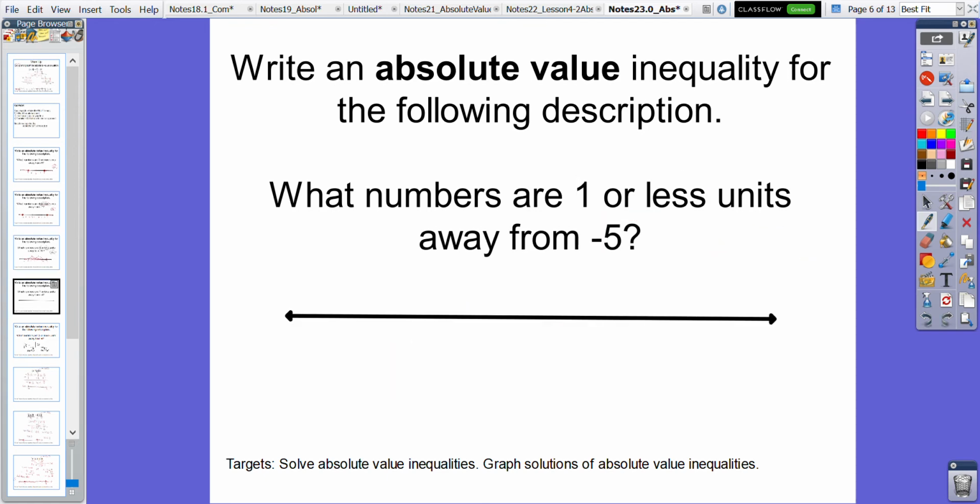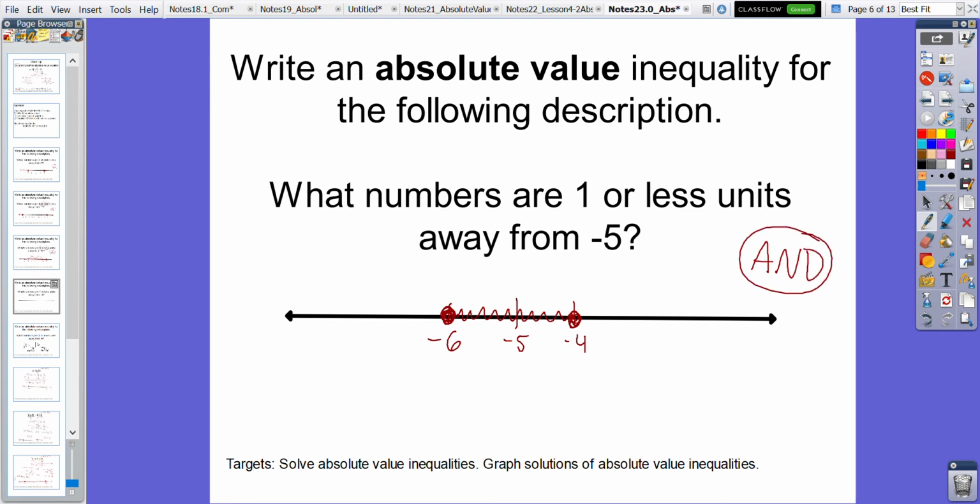Okay, and then the final example is what numbers are 1 or less units away from -5. Once again, we put -5 in the middle, 1 or less, so that's -4 to the right, and then -6 to the left. Okay, once again, 1 or less, so we put a closed circle over the first, a closed circle over the second, and then because it's 1 or less, that means we have to go everything that's shorter than 1 away from -5. And once again, we recognize that as an AND inequality.